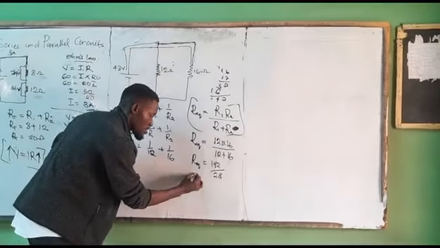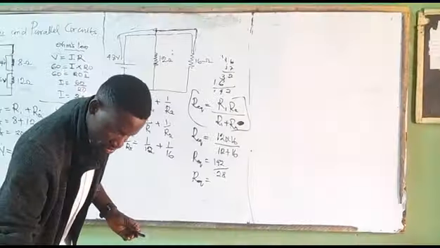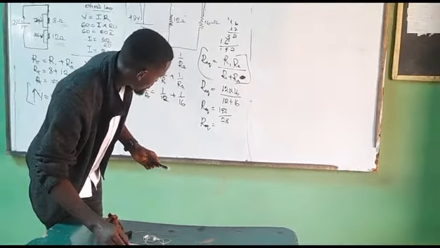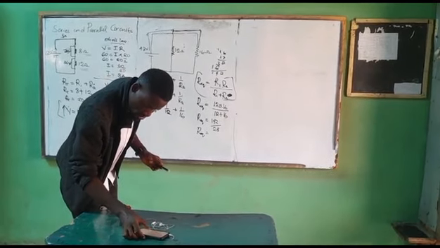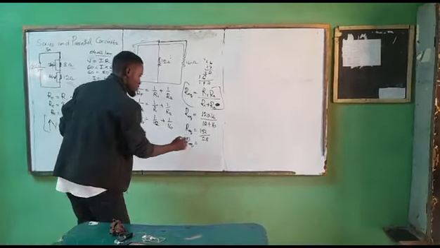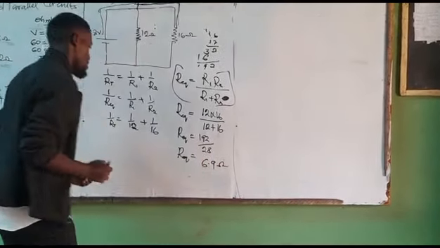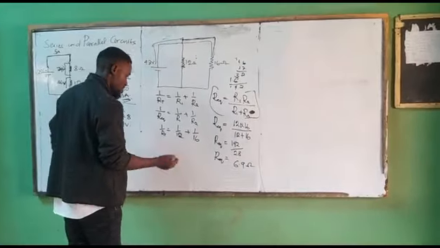So we can have our total resistance, so let's divide this. We have 192 divided by 28. So that should give us 6.9 ohms. We can also still go ahead and use this. Let's see if we are going to get the same thing.